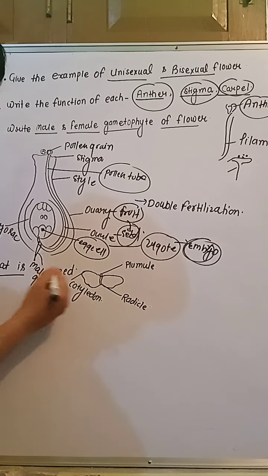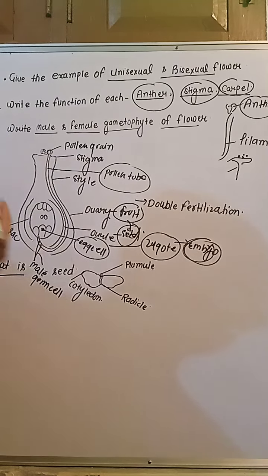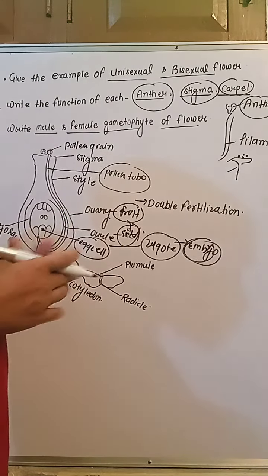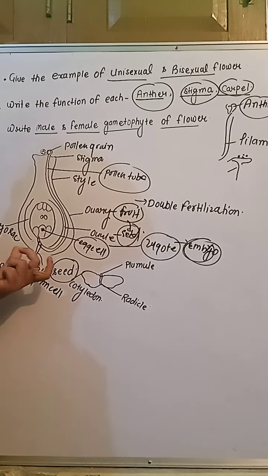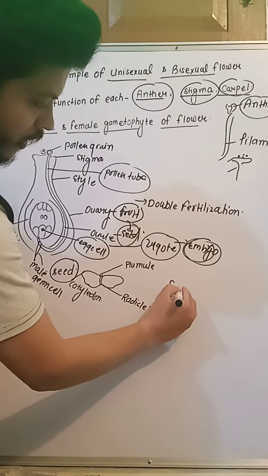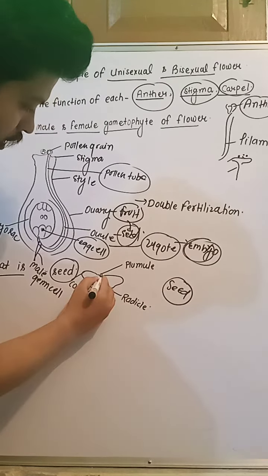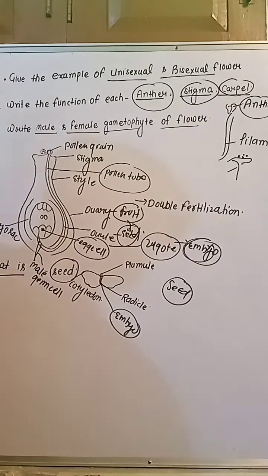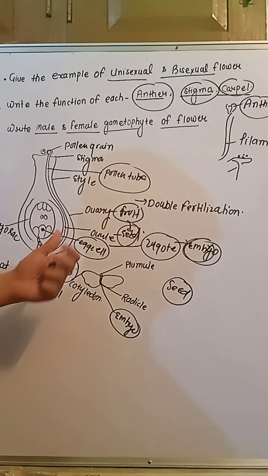Next, what is seed? So seed is a result of fertilization. After fertilization, the seed is formed. The ovule develops into the seed, and inside the seed what is present? The embryo is present. Seed has two regions.